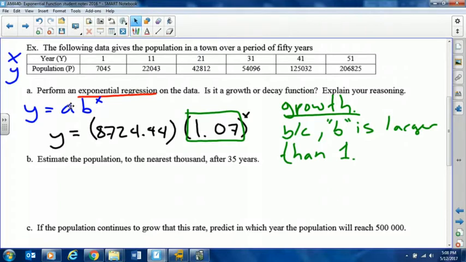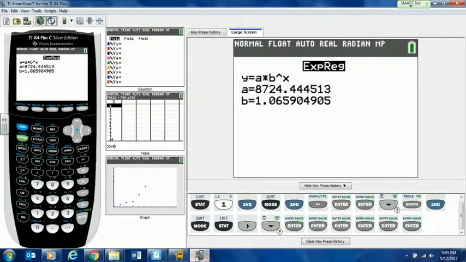Okay, so we have our wonderful regression equation, and now we're on to the next question. We estimate the population to the nearest 1,000 after 35 years. So going back to my calculator, I need to graph this regression equation. There's a really wonderful way, instead of just punching in what we have there to however many decimals, to insert it into our calculator so that it inputs as much information as possible.